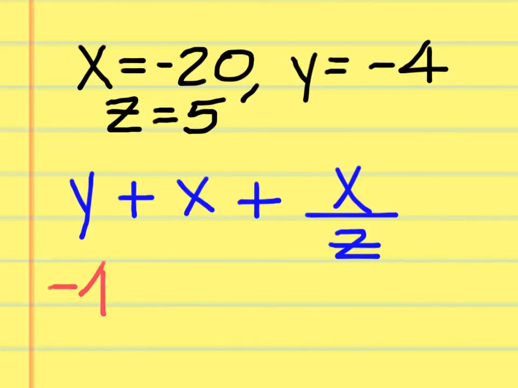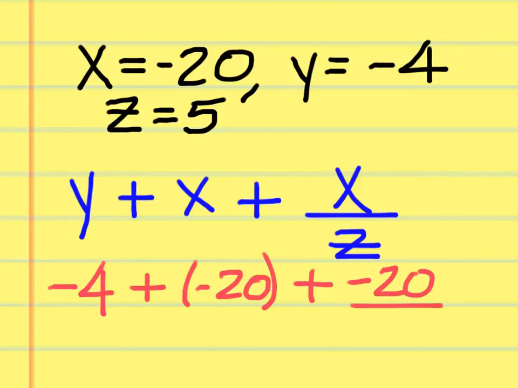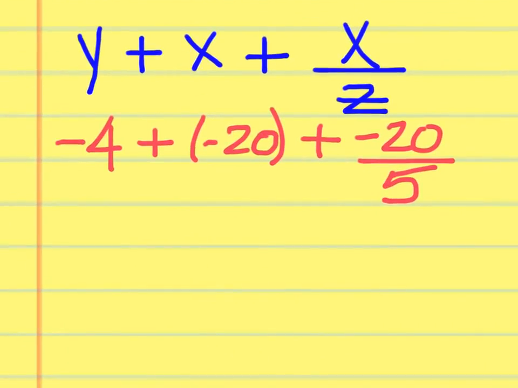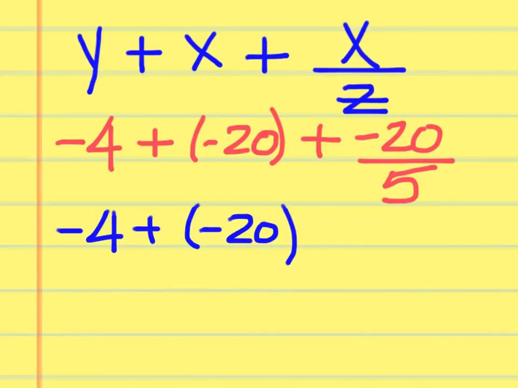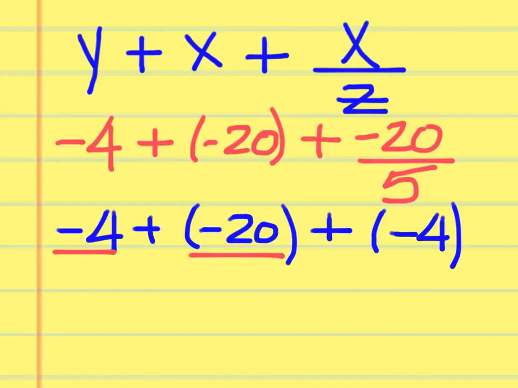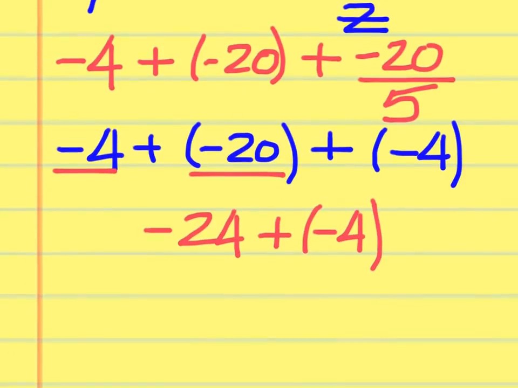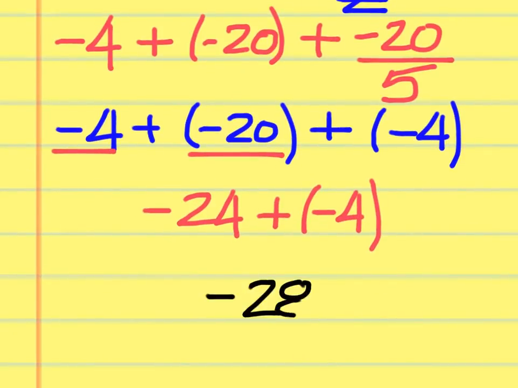Y is negative 4 and x is negative 20. And again, x is negative 20, and we're going to divide by z, which is 5. We have to take care of that division first. Negative 20 divided by 5 is a negative 4. So we just go in order from left to right. Negative 4 plus a negative 20 is a negative 24. And then add a negative 4 into that to get a negative 28.